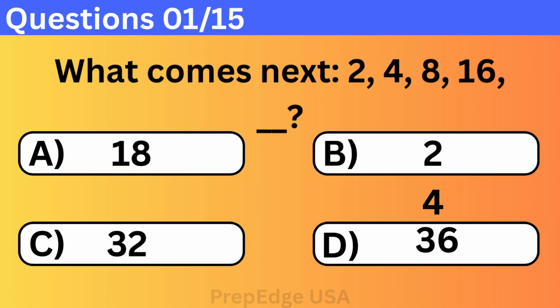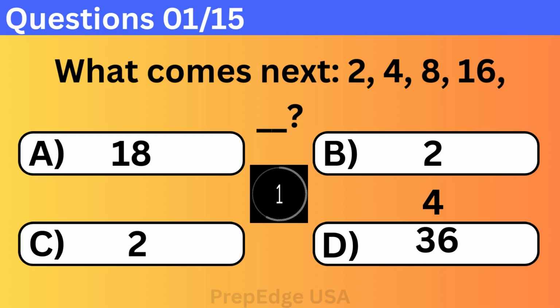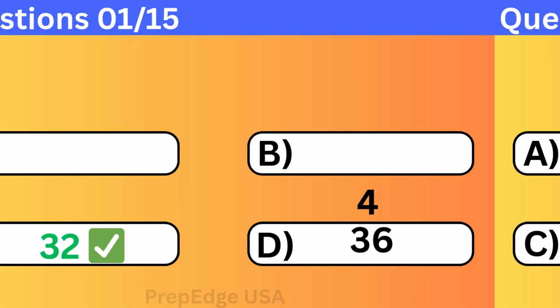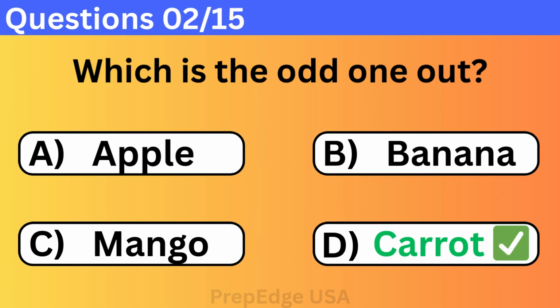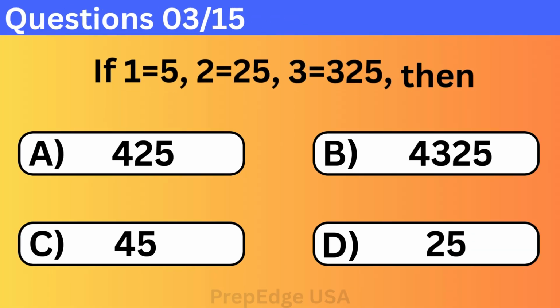What comes next? 2, 4, 8, 16. A. C. 32. Which is the odd one out? D. Carrot. If 1 equals 5, 2 equals 25, 3 equals 325, then 4 equals.